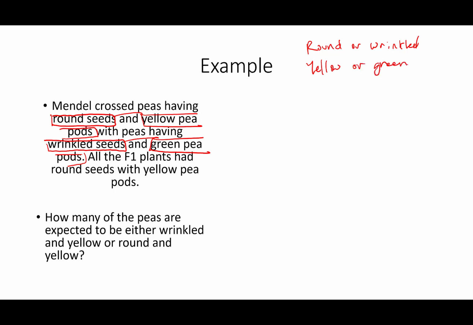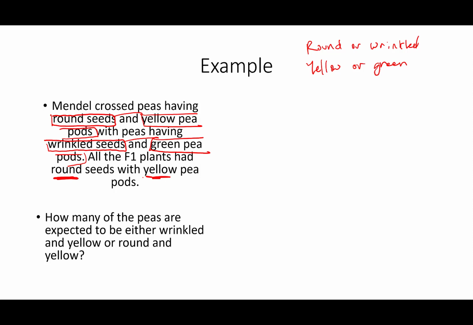So 2 traits, right? How many phenotypes do we have? Well, there looks like there's potential to have 4 different phenotypes. What do I know about these traits? Did I do anything about dominance and recessiveness? Well, yes. It says the F1 plant had all round seeds and yellow. So it would appear that round and yellow are the dominant traits.